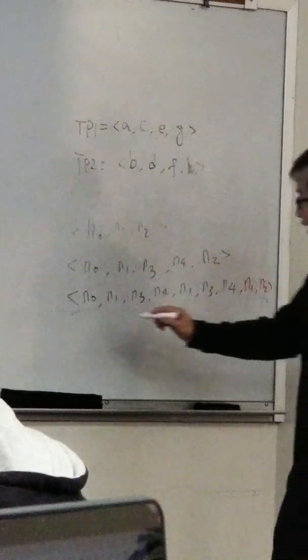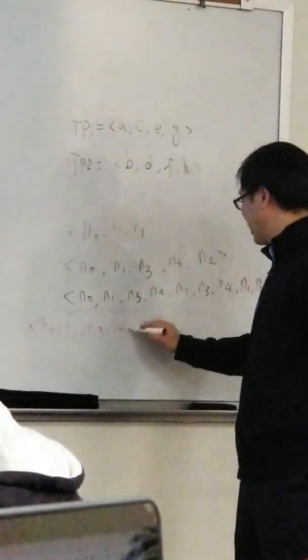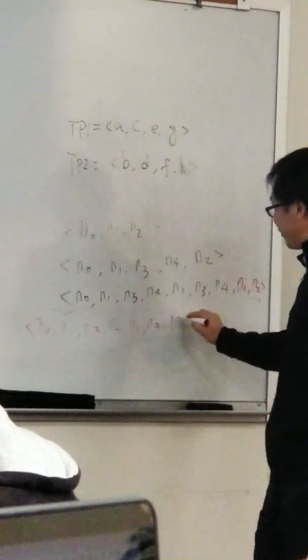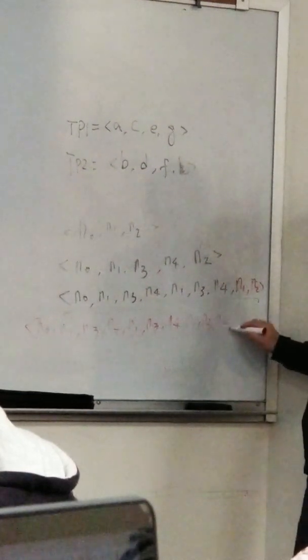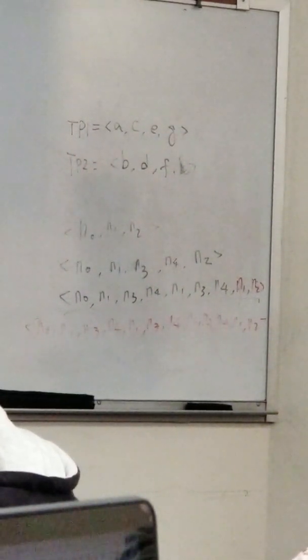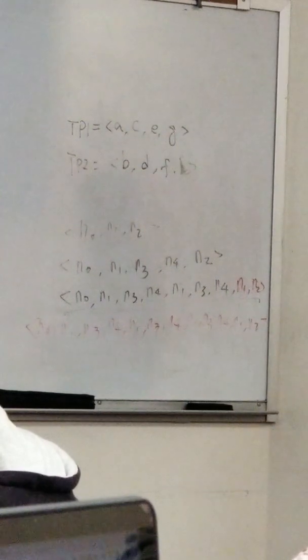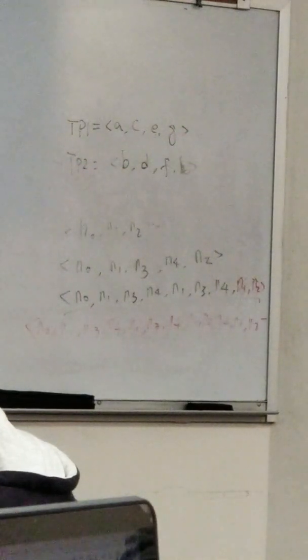Can I do another one? See, N1, N3, N4, N1, N3, N4, N1, N3, N4, N1, N2. Would this be a path? This is also a path. Can I do another one? So how many paths do we have? You have an infinite number of paths. So if you want complete path coverage, you cannot do it, right? Because you have infinite paths.